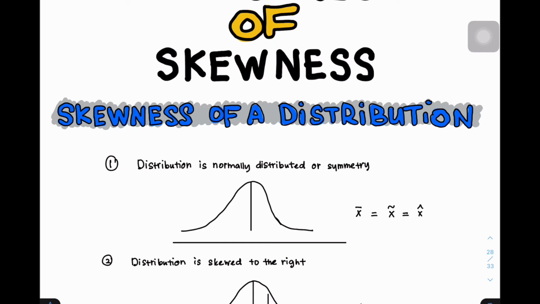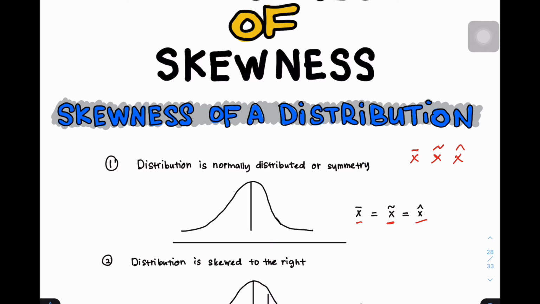So bila akan terjadinya normally distributed or symmetry data set, symmetry distribution of the data set ni adalah ketika value of mean is equal to value of median and is equal to value of mode. So you need to remember the symbol. Okay, so kalau macam ni is mean, kalau macam ni is median, and kalau ada topi macam ni is mode.